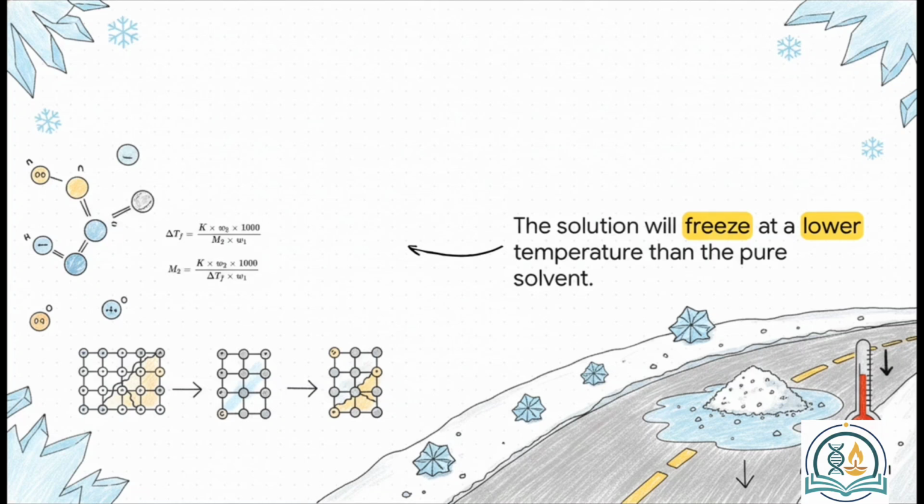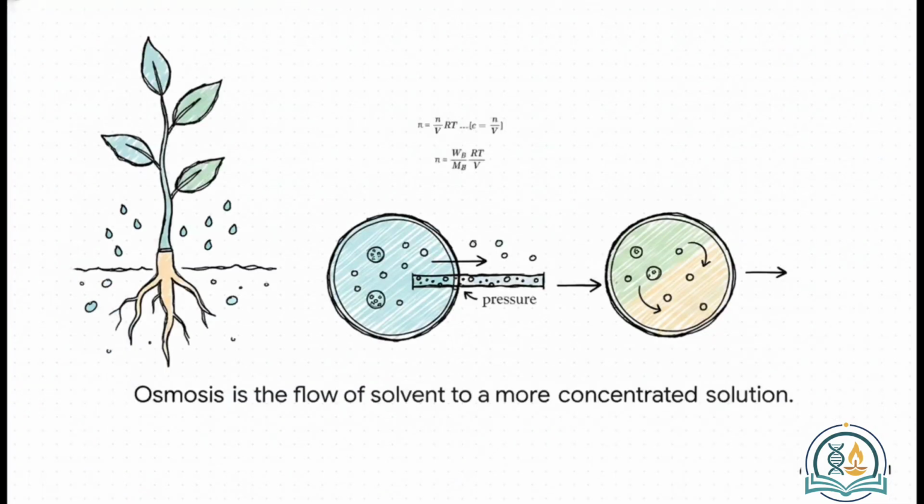degrees outside. And last but not least, we have osmotic pressure. This one might sound a little complicated, but the idea is simple. It's the amount of pressure you need to apply to stop the natural flow of a solvent across a special barrier called a semi-permeable membrane. This is a huge deal in biology. It's how plants get water from the ground and how our own body cells stay balanced.